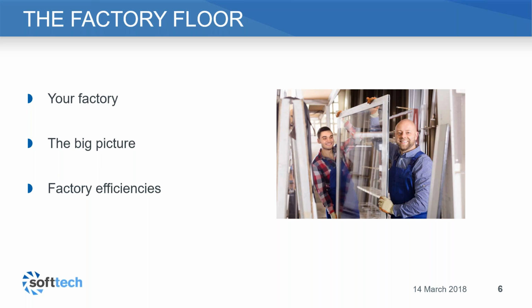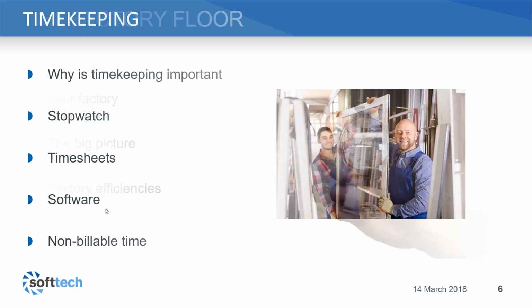If a worker has to move from their area, they're not performing their task, and this will not be factored into the labour in the quoting software. So this is what we would call non-quoted or non-billable labour, and I'll go into a little bit more in the time methods. So that's what I've got on your factory. I'll now move on to timekeeping methods.